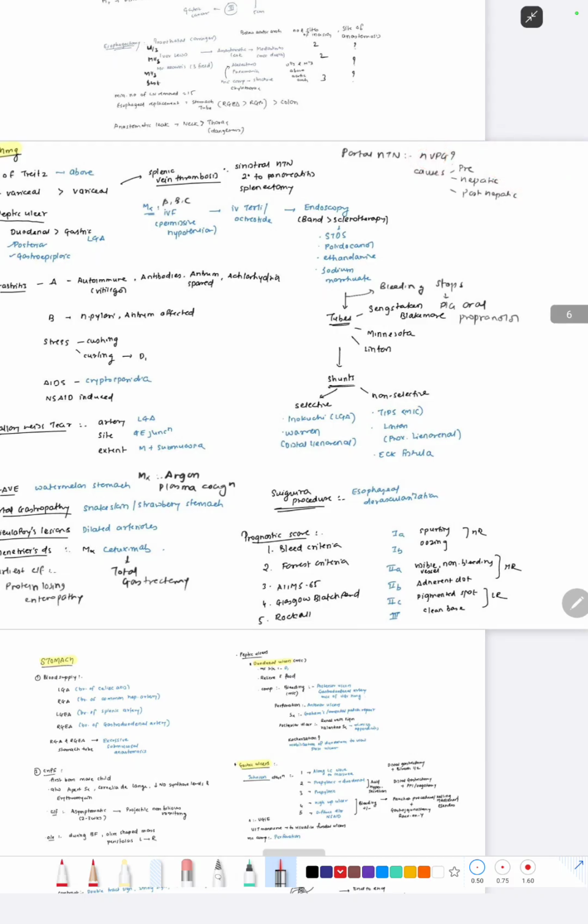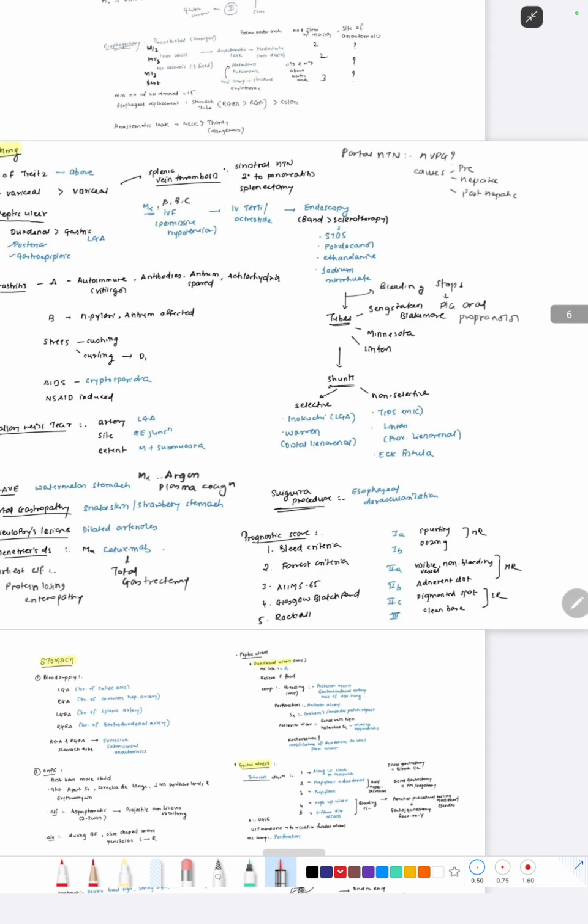The causes are pre-hepatic, hepatic and post-hepatic. In the pre-hepatic causes, there can be splenic vein thrombosis, then portal vein thrombosis. Then in the hepatic causes, it can be pre-sinusoidal, that includes schistosomiasis and sarcoidosis. Sinusoidal is any cause leading to cirrhosis, and post-sinusoidal is hepatic venous outflow obstruction, or basically veno-occlusive disease. And in the post-hepatic, there is hepatic venous outflow obstruction, Budd-Chiari syndrome, congestive cardiac failure, nephrotic syndrome. These are the causes of portal hypertension.